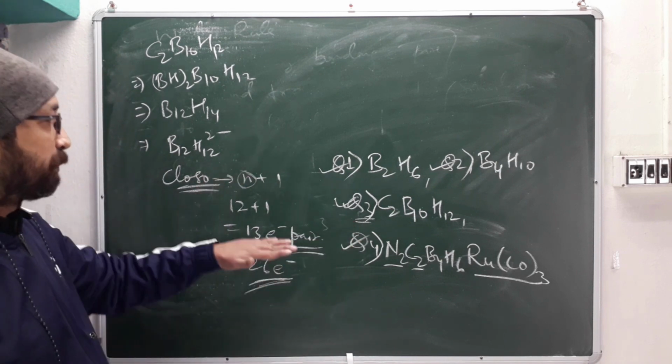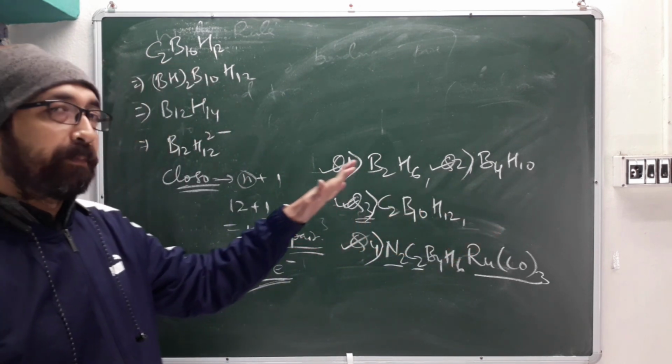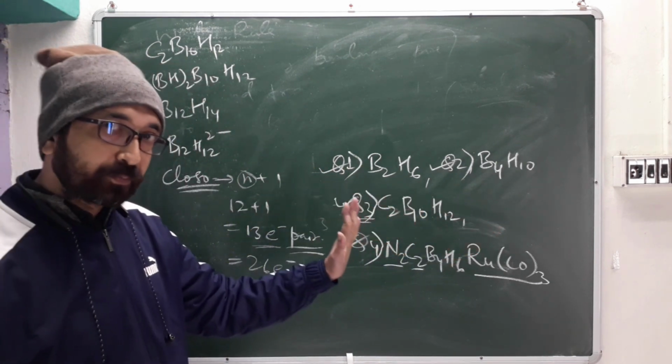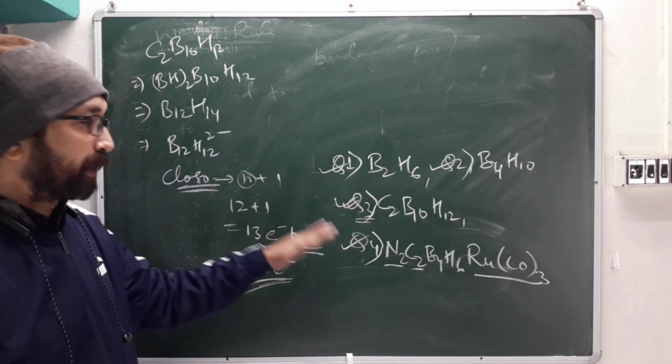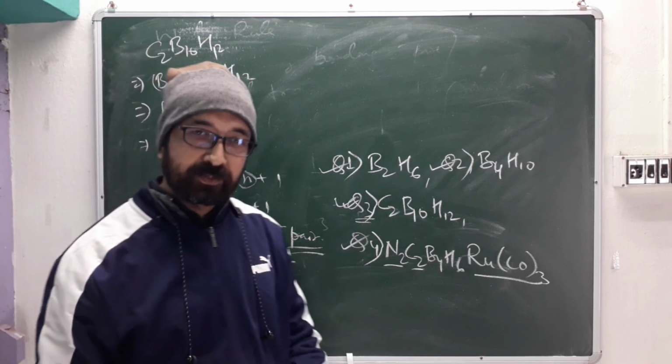If it is closo, n plus 1. If it is nido, n plus 2. If it is arachno, n plus 3. If it is hypo, n plus 4. And find out the total electron pair. Okay, so this much we have.